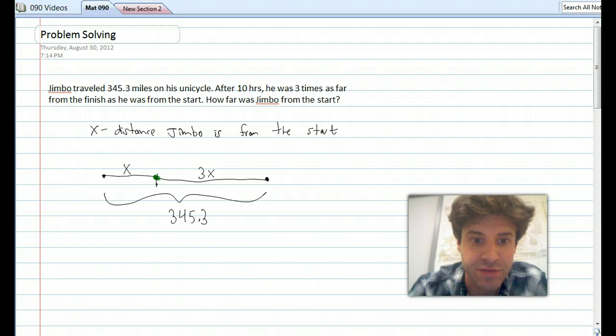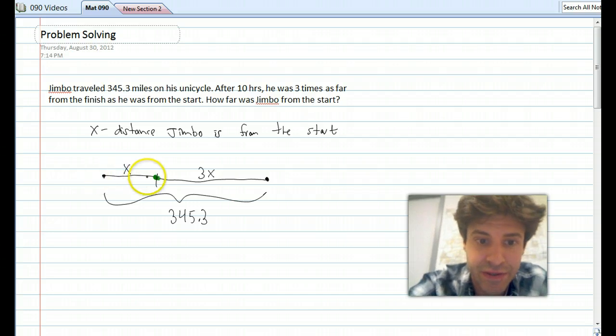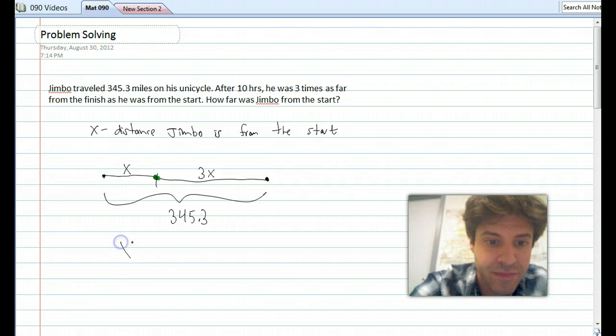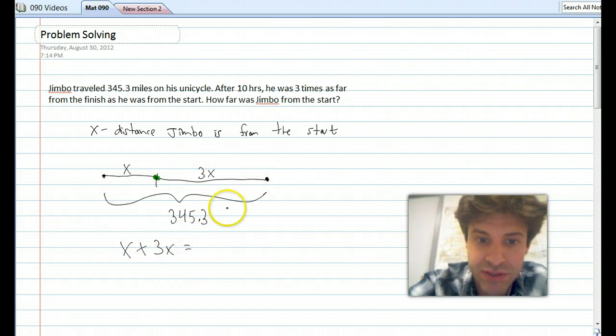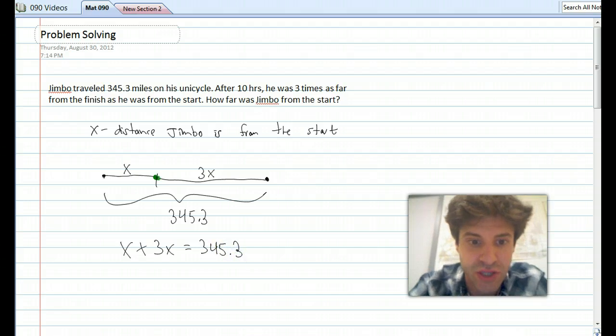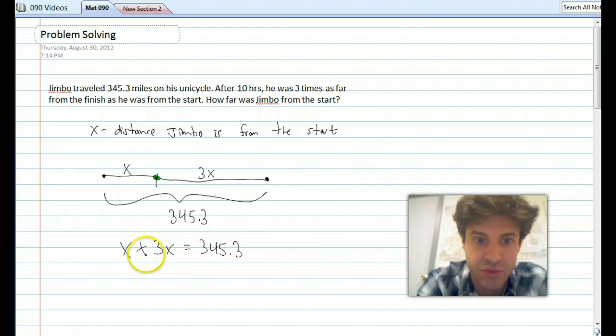So now we have ourselves a pretty simple math problem, I think. This distance here is x. The distance from where he is now to the finish is 3x. And if we add those two distances together, we know we have a total distance of 345.3. Now to solve this, we just have to combine these two terms together.